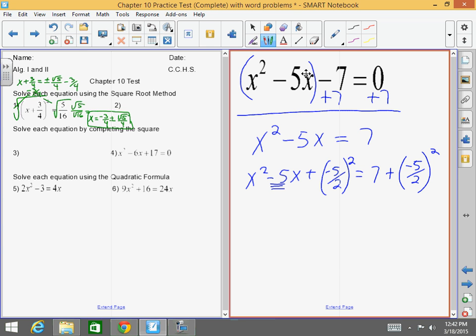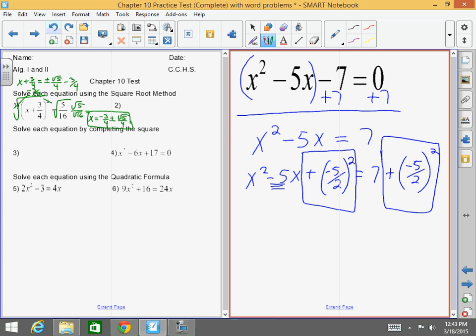Yes, sir? No. Whatever I add to one side, I add to the other side. You're thinking of vertex form, son. When we're doing vertex form, wouldn't I have to subtract this value back over here? That's why we subtract it when we're doing vertex form. But let's not confuse ourselves. I just want to solve by completing the square. So I add b over 2 squared to both sides. Great question, son. Thank you.